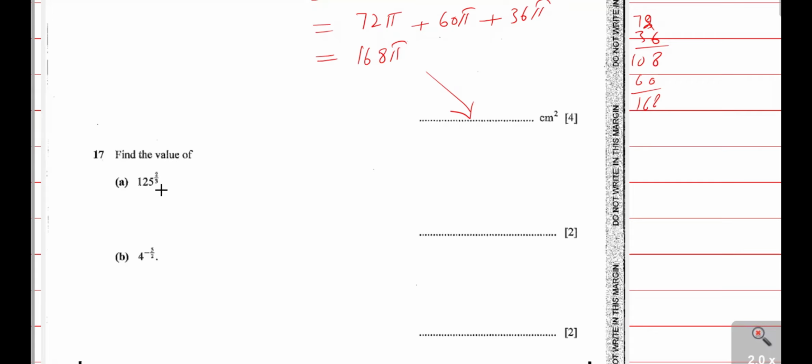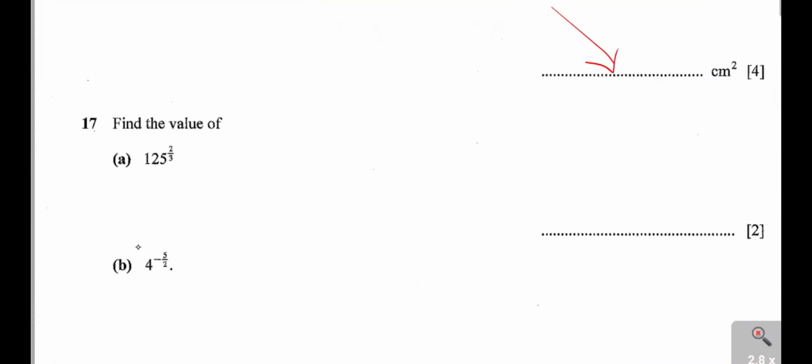Find the value of part A, 125 whole power 2 over 3. Look here, we can write 125 as 5 into 5 into 5, and this is equal to 5 power 3. So we can write (5 into 5 into 5) whole power 2 over 3, which is (5 power 3) whole power 2 over 3. The 3 would be cancelled. This is 5 power 2, which equals 5 into 5, and this is equal to 25.